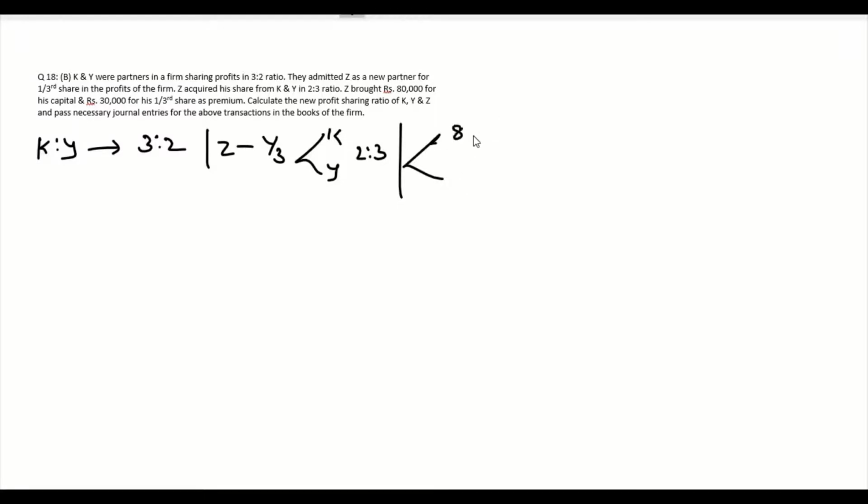Okay. Now we have existing partners K and Y. Their profit sharing ratio is 3:2. They admitted Z for 1/3 share in the profit, which he is acquiring from K and Y in the ratio of 2:3. He also brings rupees 80,000 as his capital and rupees 30,000 as his share of goodwill. Okay, now we need to find the sacrifice.